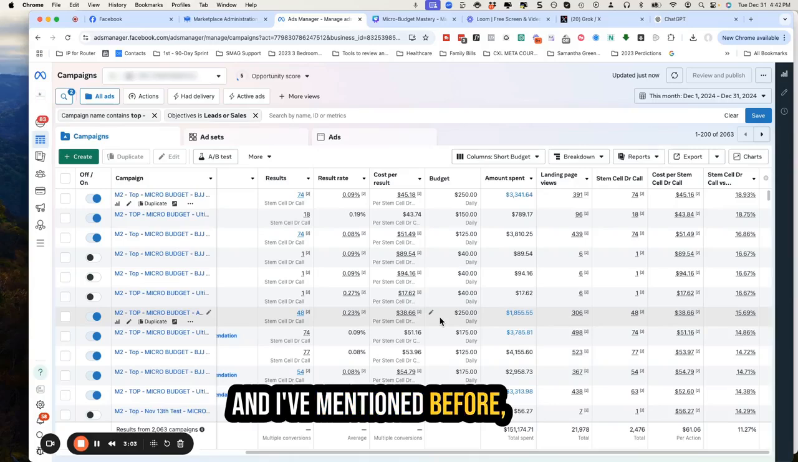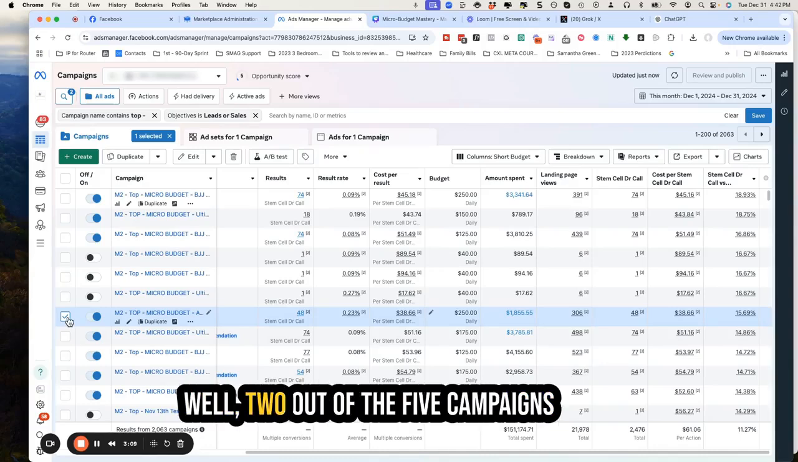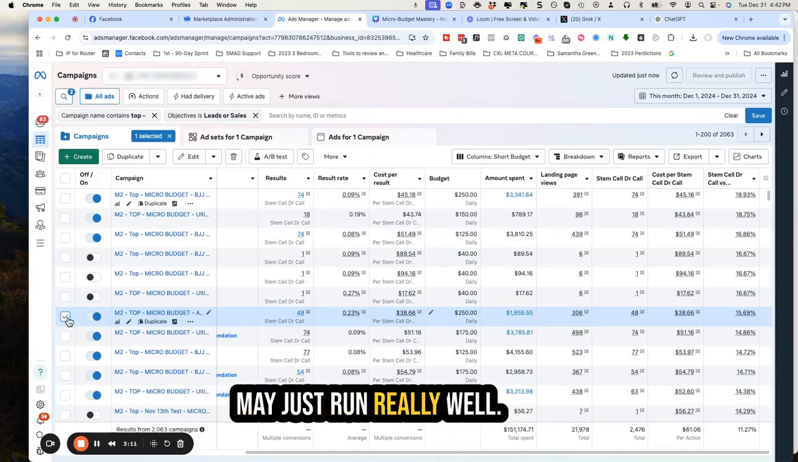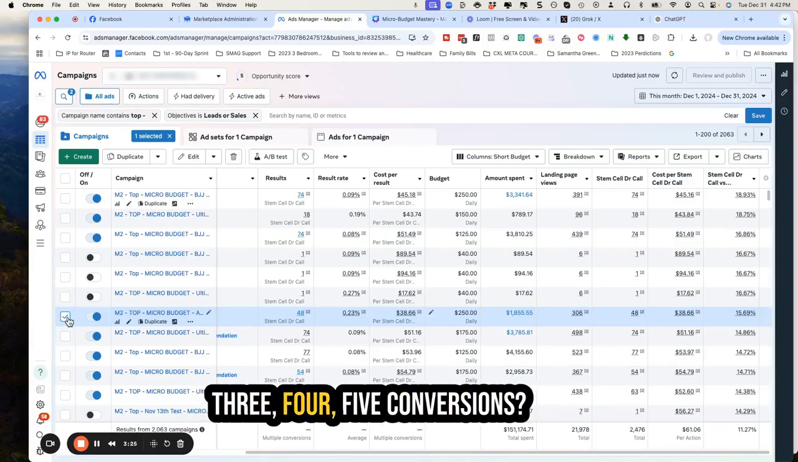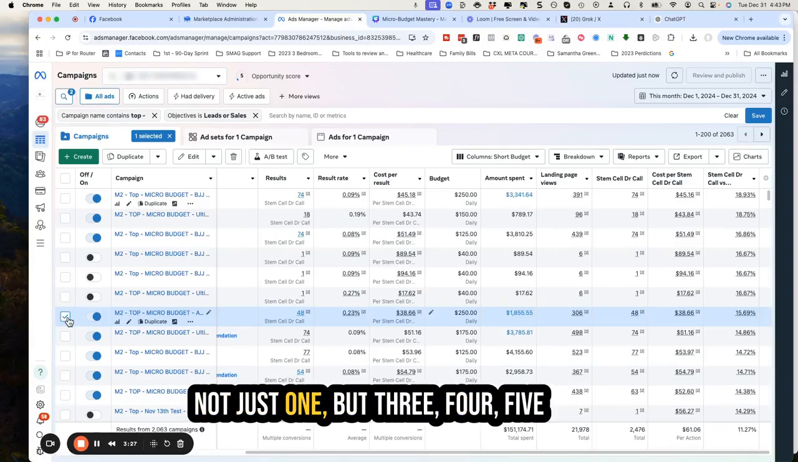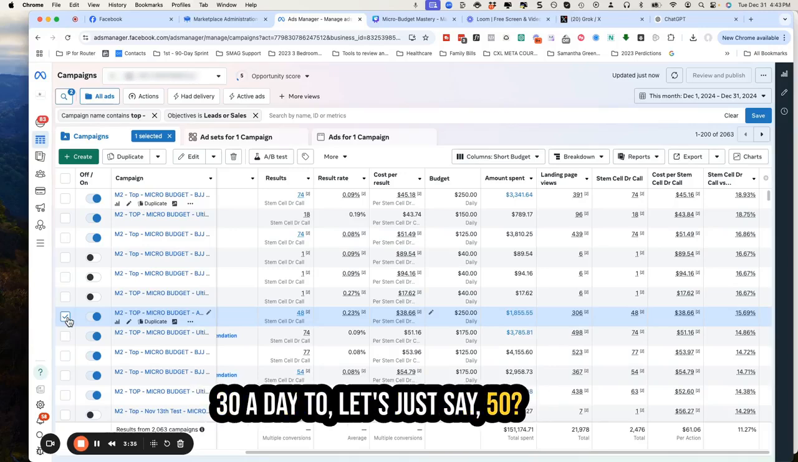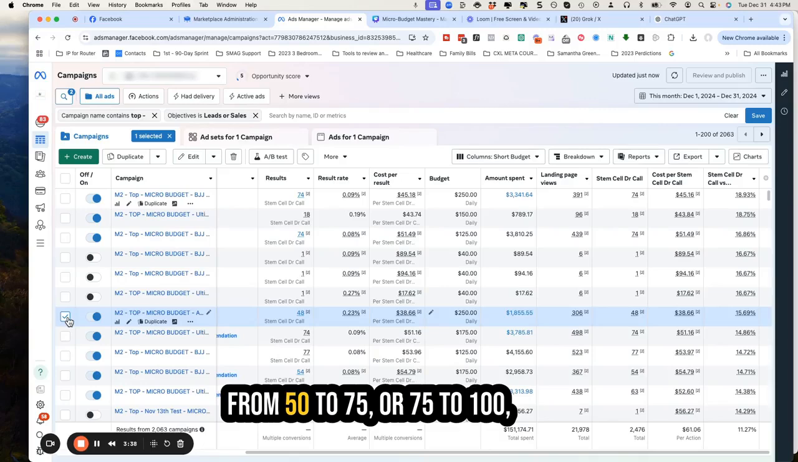I've mentioned before, let's say I duplicate this campaign 5 times. 2 out of the 5 campaigns may run really well, while 3 of the campaigns may fail. But I'm going to take those odds to Vegas. But I had a hypothesis: what happens if I have a micro budget campaign that's produced 3, 4, 5 conversions, not just one, at my right goal cost? What happens if I bump that from $30 a day to $50, from $50 to $75, or $75 to $100, and I wait 2 or 3 days?